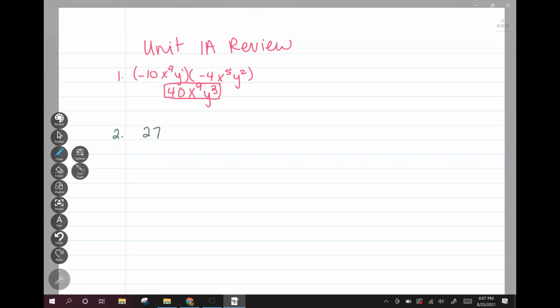Okay, number 2. We've got 27x to the 13 over 3x cubed. You're going to reduce the fraction first. 27 over 3 reduces to give me 9. And when you're dividing, you're going to subtract your exponents. 13 minus 3 is 10, so this is x to the power of 10.